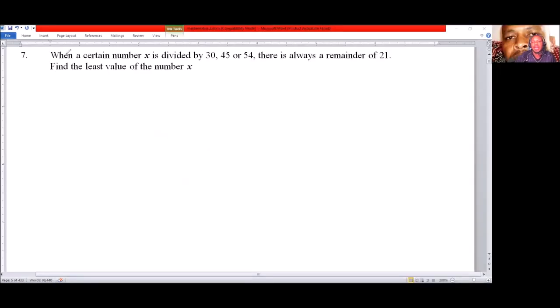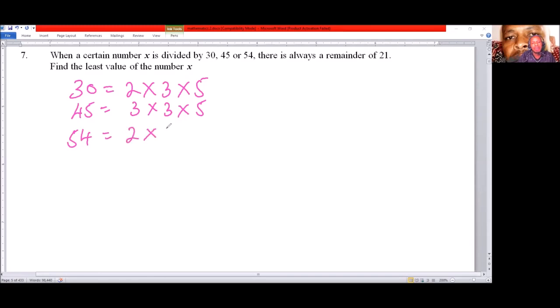In this question, we have been told that when a certain number, x, is divided by 30, 45, or 54, there is always a remainder of 21. Find the least value of x. So we need to find the LCM. So 30 is equal to 2 by 15, 3 multiplied by 5. Then we have 45. By 3, you get 15. By 3, you get 5. Then you have 54. You divide by 2, you get 27. Divide by 3, you get 9. 9 is 3 times 3.